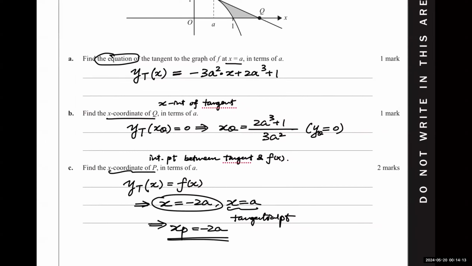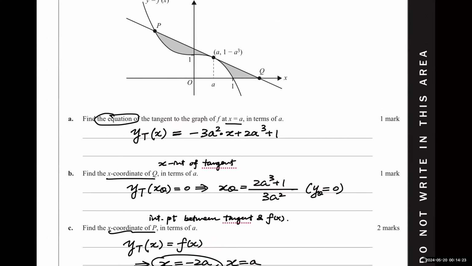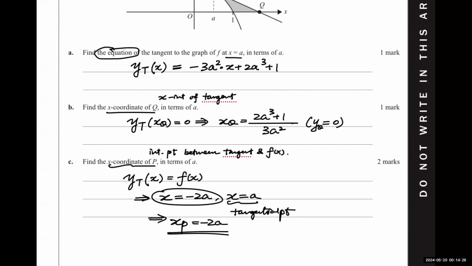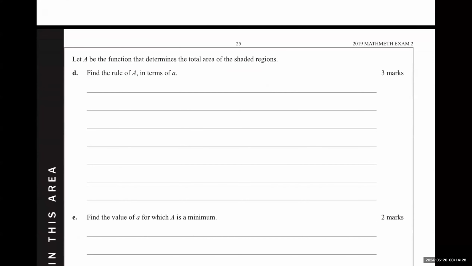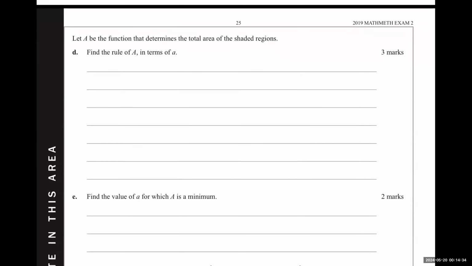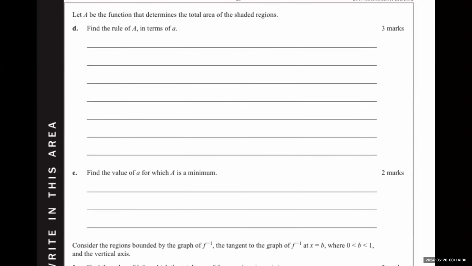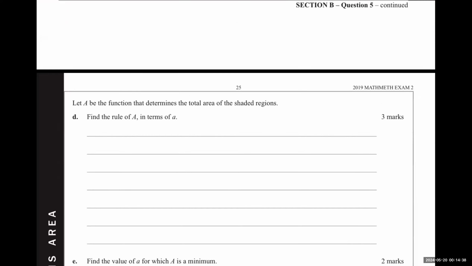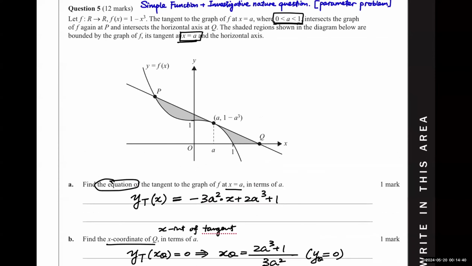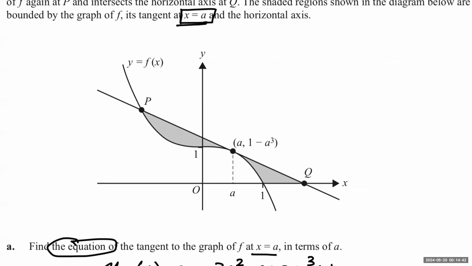So that's like a 2 marks question, for example some reasonable equating, etc. And then you get the x expression, xp equals minus 2a, okay? And let A be the function that determines the total area of the shaded regions. Find the rule of A in terms of a, and then find the value of a for which A is a minimum. So let me do a snippet here.